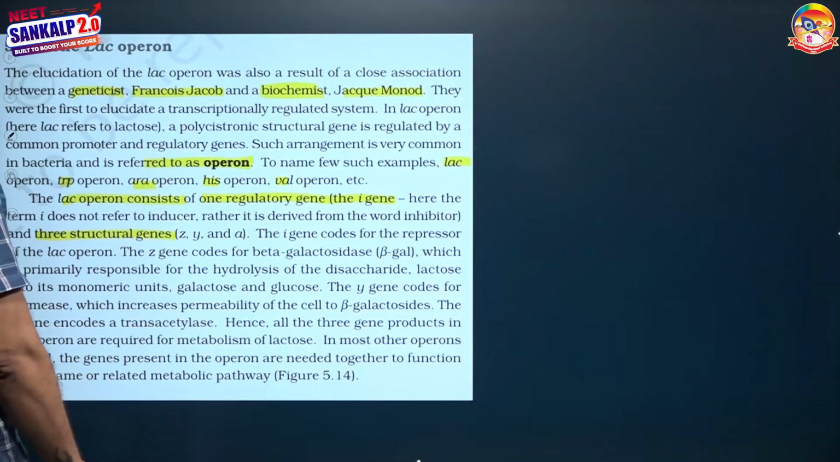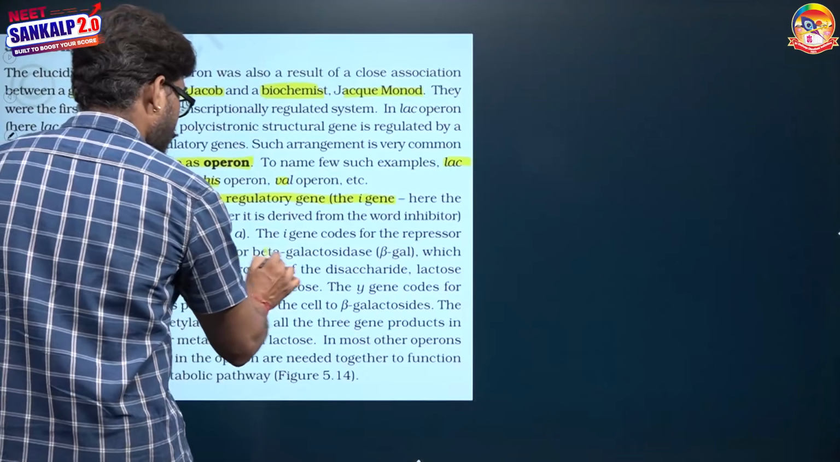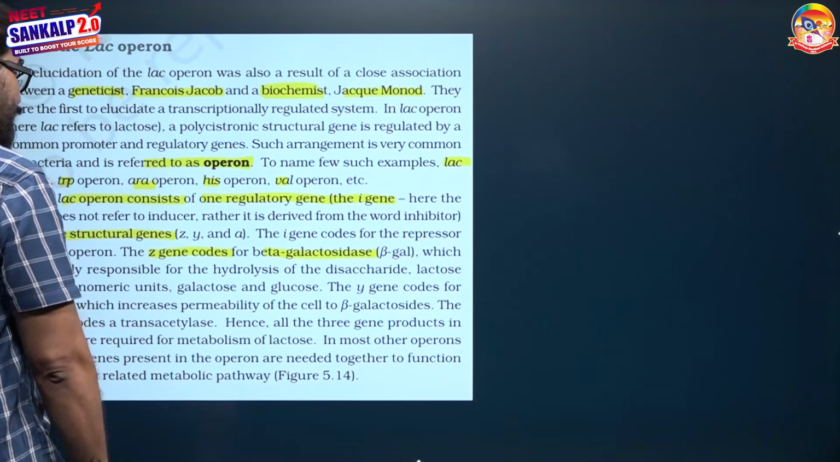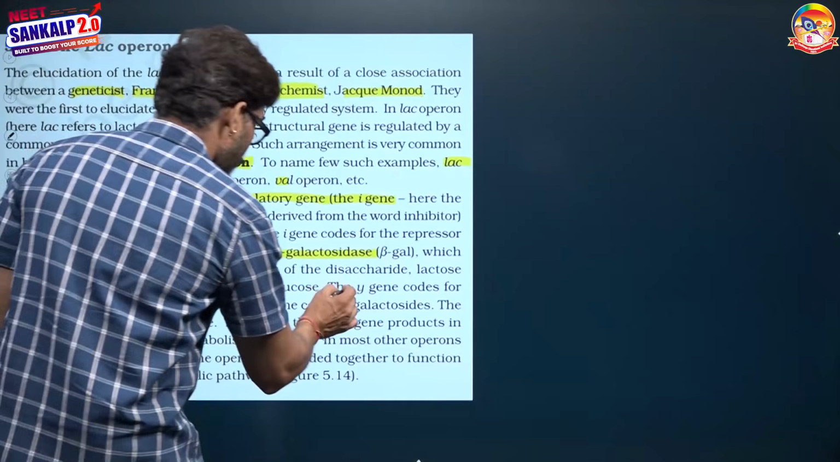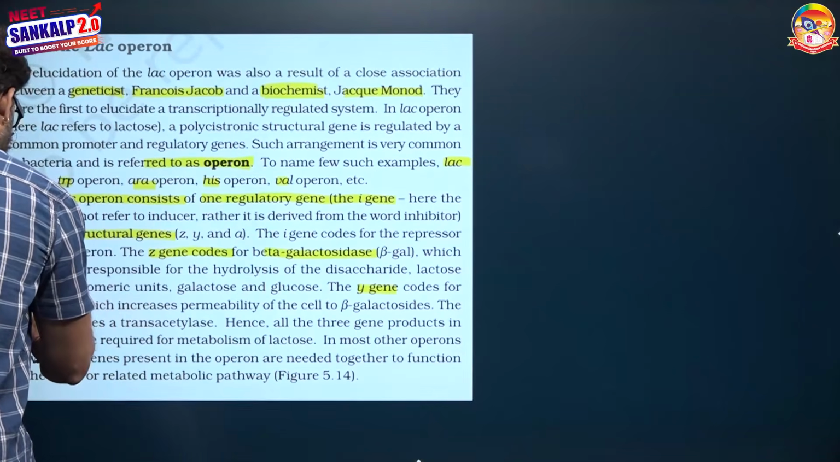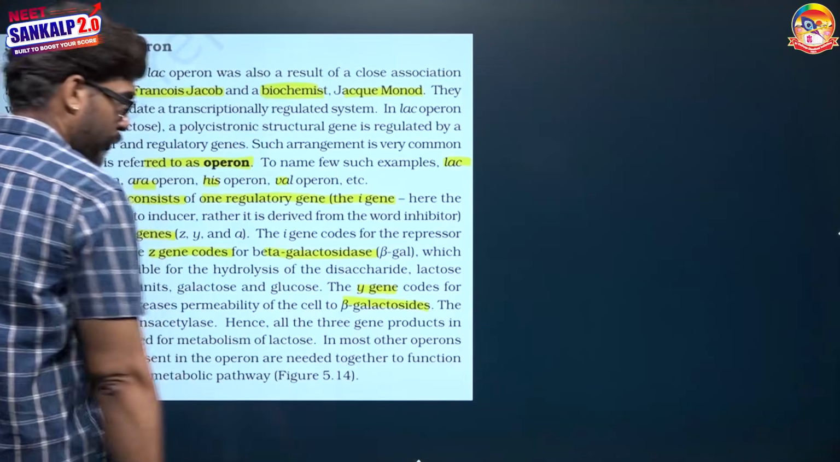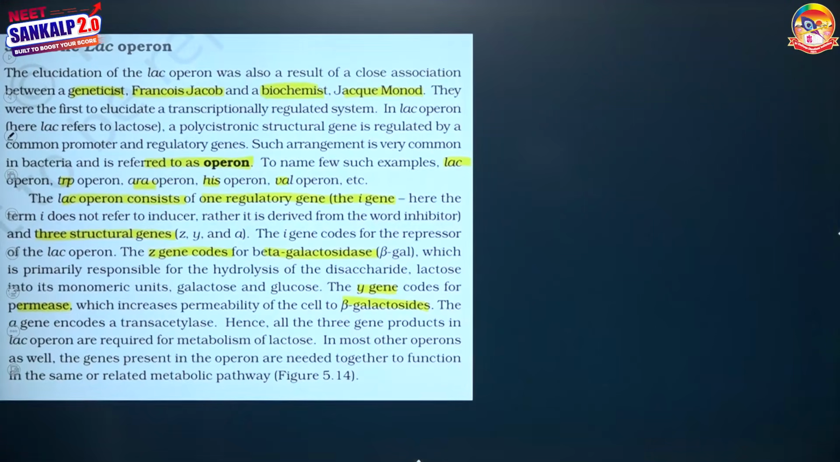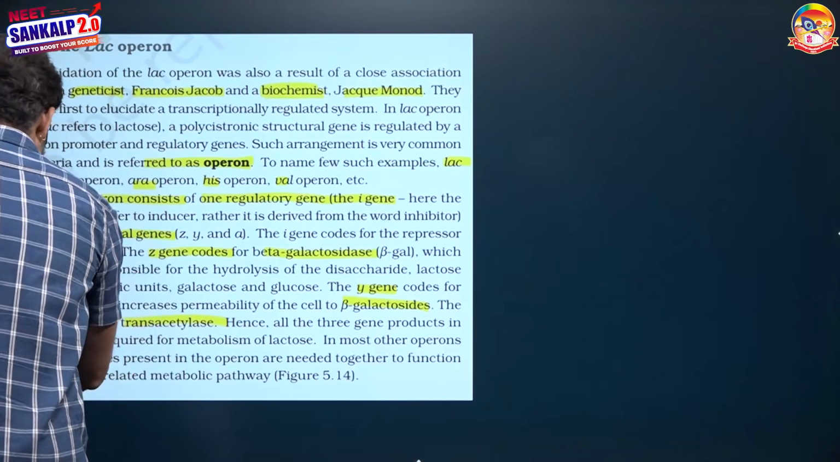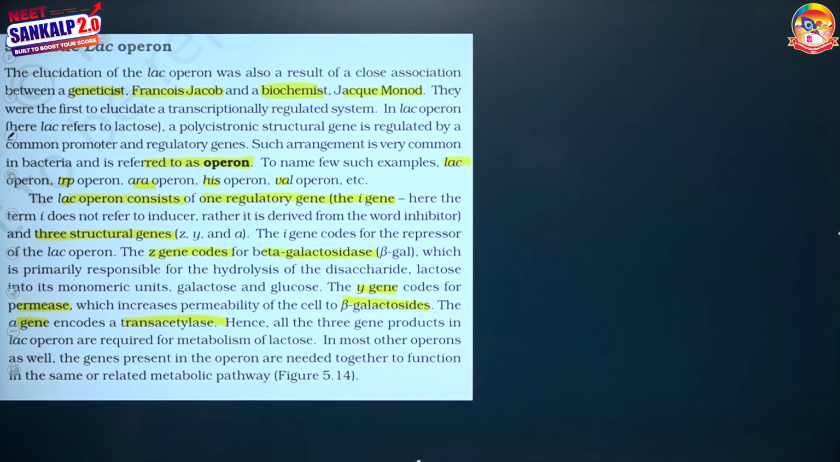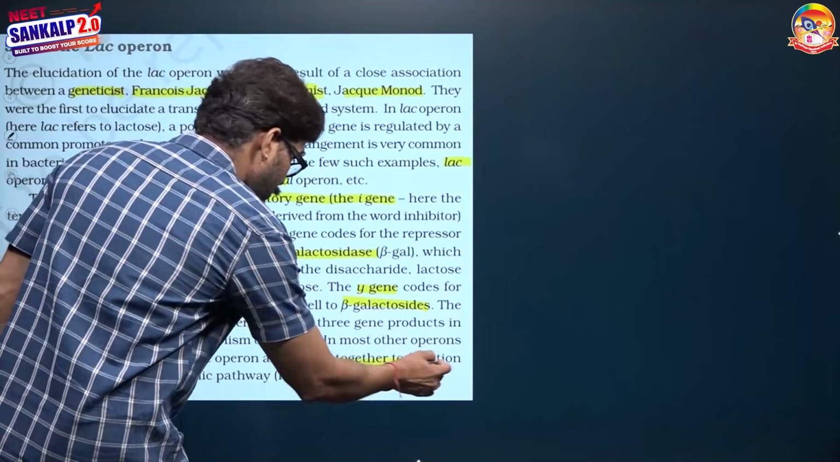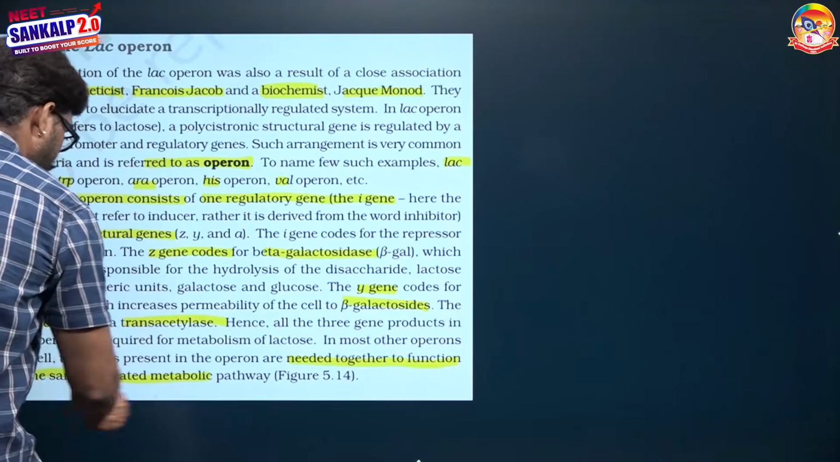The I gene codes for a repressor. The Z gene codes for beta-galactosidase that leads to the hydrolysis of lactose into glucose and galactose. The Y gene codes for permease, which increases the permeability of the cells to beta-galactosides, that is lactose, another name of lactose. The A gene encodes for transacetylase, Lac-A. Hence, all three gene products in the lac operon are required for the metabolism of lactose. And in almost all other operons also, the genes present in the operon are needed together to perform the same or a related metabolic pathway.